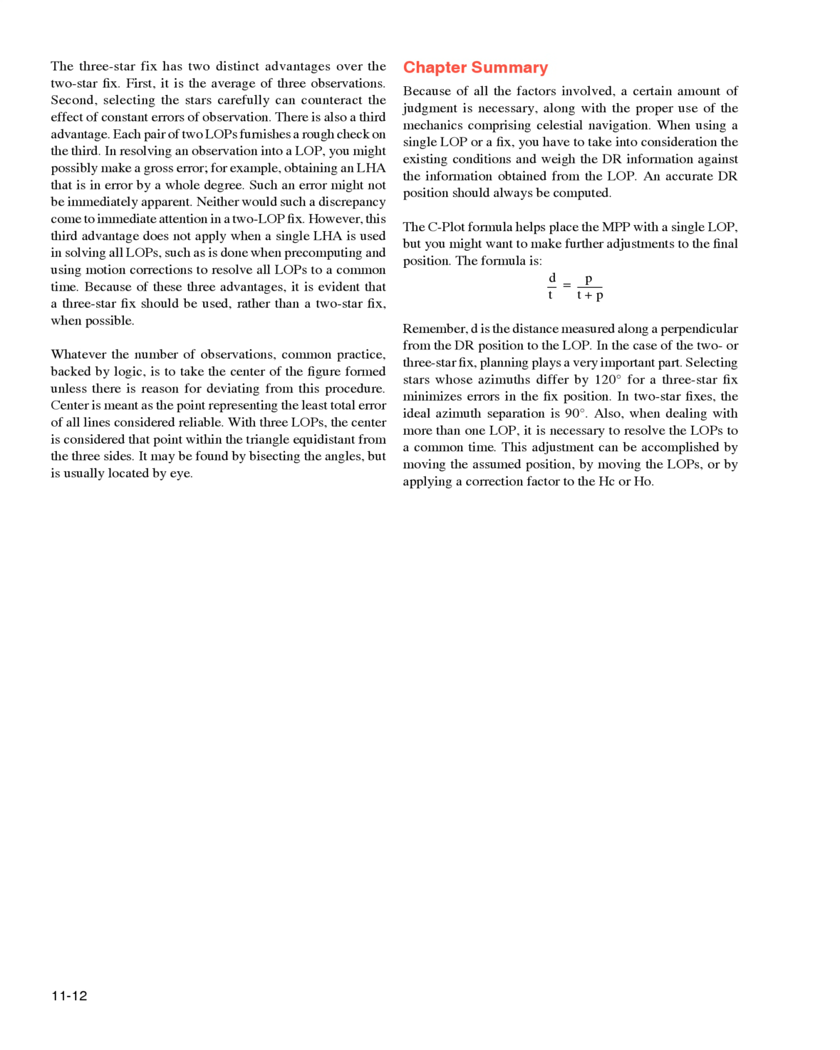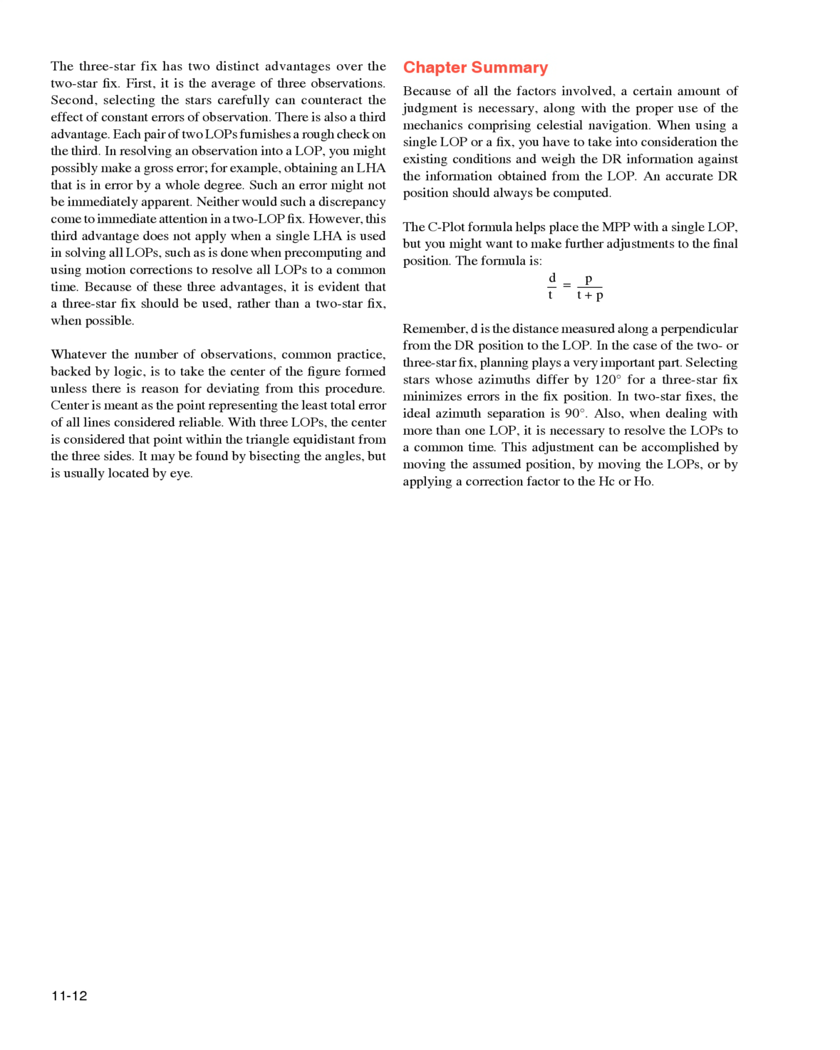An accurate DR position should always be computed. The C-plot formula helps place the MPP with a single LOP, but you might want to make further adjustments to the final position. The formula is dP equals TT plus P. Remember, D is the distance measured along a perpendicular from the DR position to the LOP.